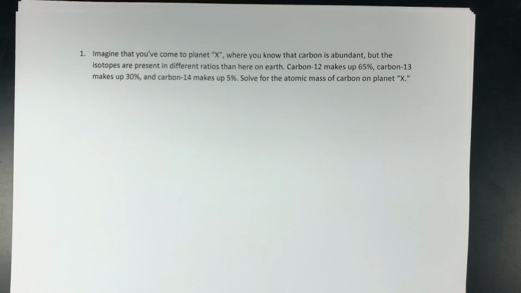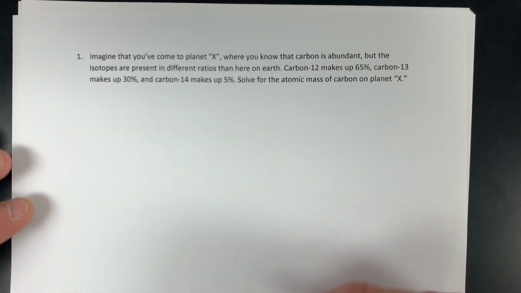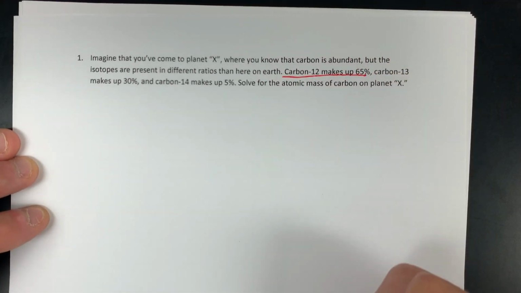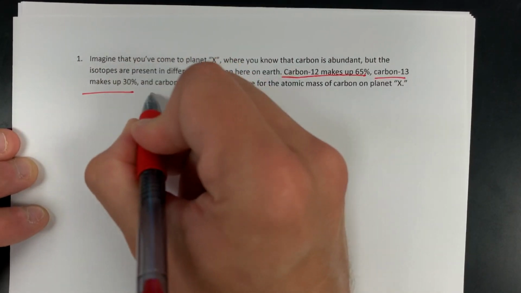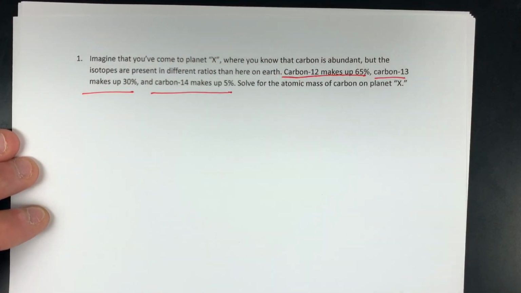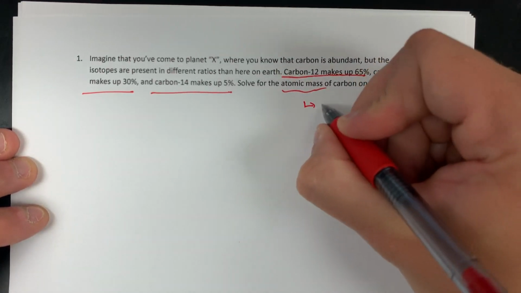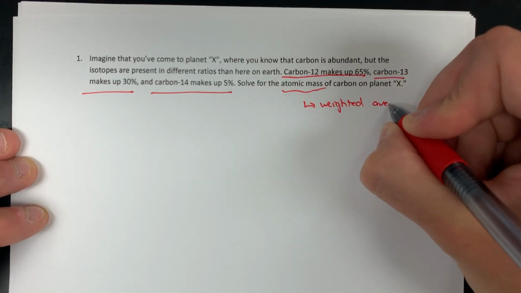Okay, so imagine that you've come to planet X, where you know that carbon is abundant, but the isotopes are present in different ratios than here on Earth. So we're told that carbon-12 makes up 65%. That is its isotopic abundance. We'll label that in a moment. Carbon-13 makes up 30%, and carbon-14 makes up 5%. And we're being asked to solve for the atomic mass. So again, that atomic mass is what we call a weighted average.